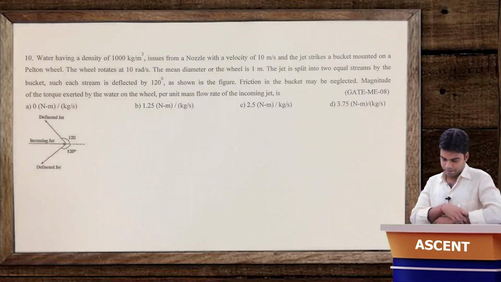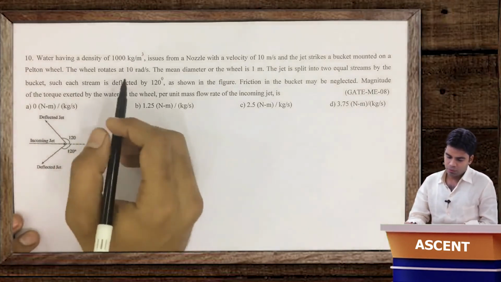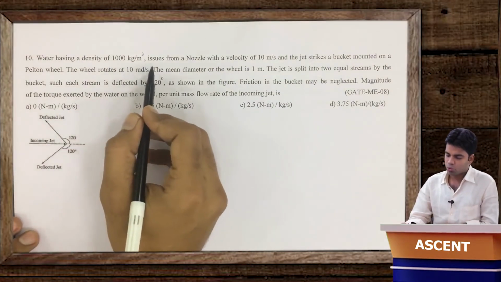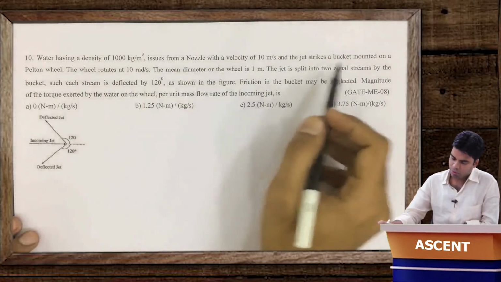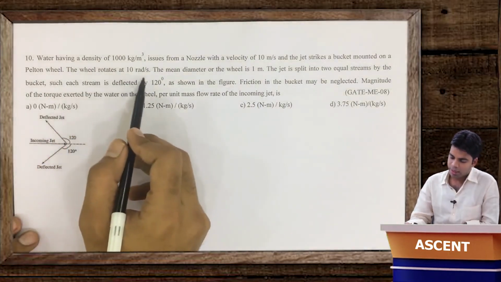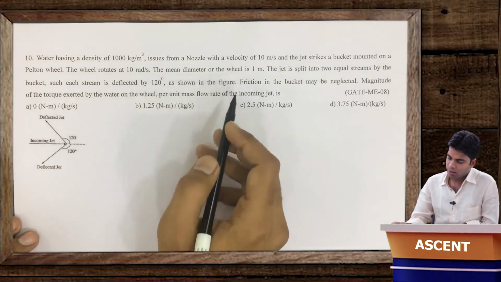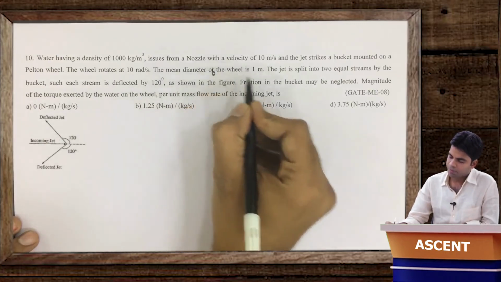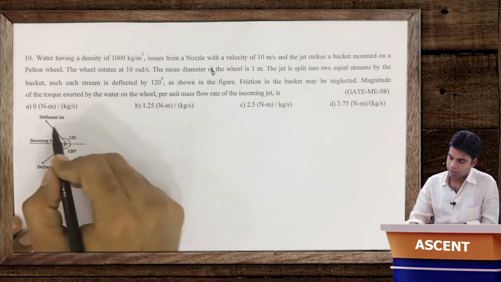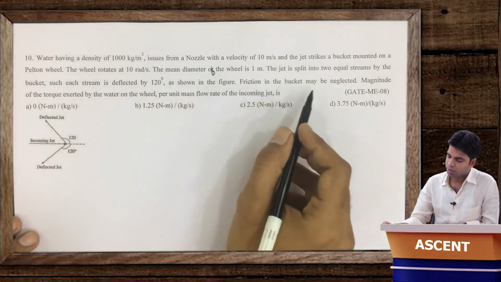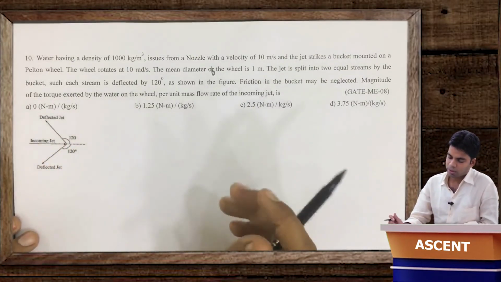Okay, a good question. Water having a density of 1000 kg per meter cube issues from a nozzle with a velocity of 10 meter per second, and the jet strikes a bucket mounted on the Pelton wheel. The wheel rotates at 10 radian per second. The mean diameter of the wheel is 1 meter. The jet is split into two equal streams by the bucket such that each stream is deflected by 120 degree as shown in figure. Friction in the bucket may be neglected. Magnitude of torque exerted by the water on the wheel per unit mass flow rate of the incoming jet is.